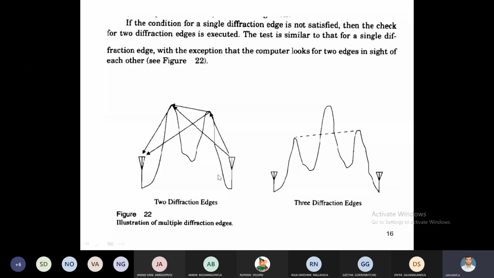What is meant by attenuation? Loss of signal strength. How much loss are we getting? How much transmitted power, how much received power? The difference is called the attenuation. We are calculating different attenuations from different paths. Finally the summation is called the path loss.